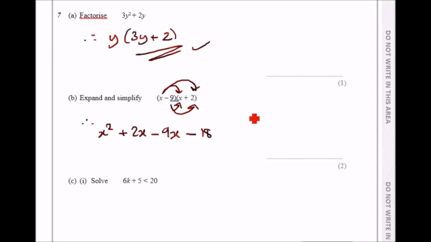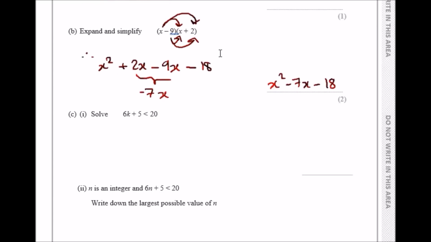And now we just simplify these terms because they have like terms. Now 2x take away 9x. What does that give us? That should give us negative 7x. So the final solution will be x squared minus 7x minus 18. Okay, coolio. Now solve this one.